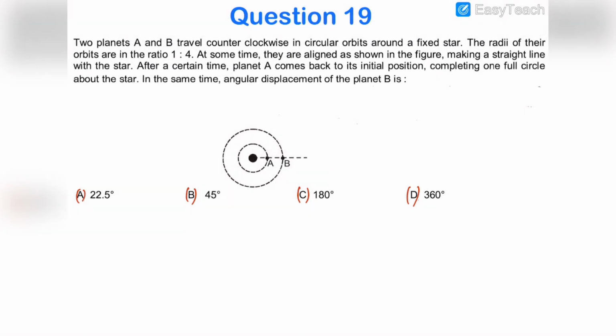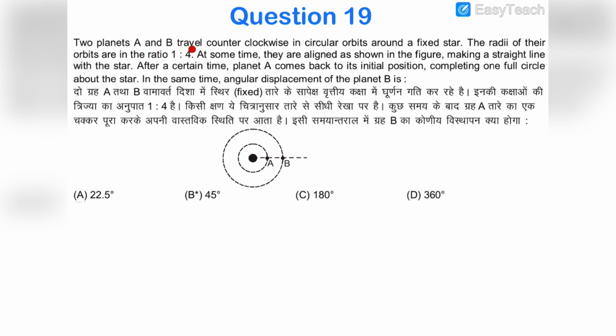In this question you can see that there are 2 planets A and B which travel counterclockwise in circular orbits around a fixed star. Now counterclockwise is obviously anticlockwise. The radii of their orbits are in a ratio of 1:4, and at some time they are aligned to each other in a straight line, and at a certain time planet A comes back to the initial position, completing one full circle about the star. In the same time, the angular displacement of the second planet would be.